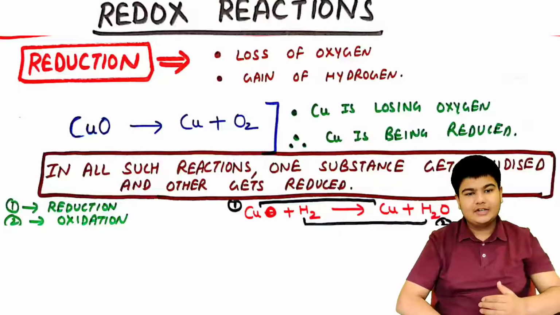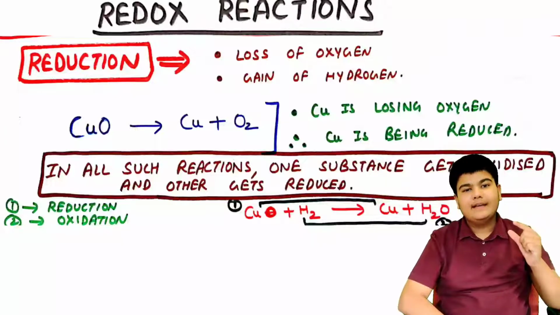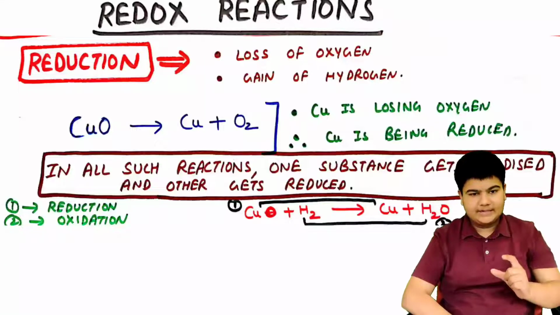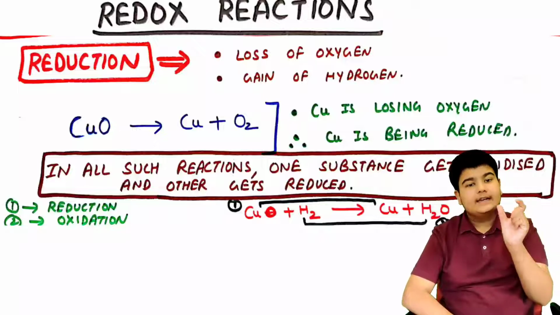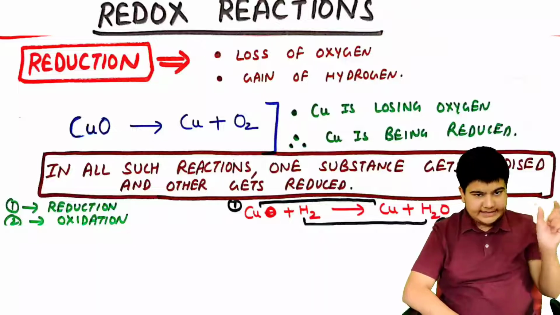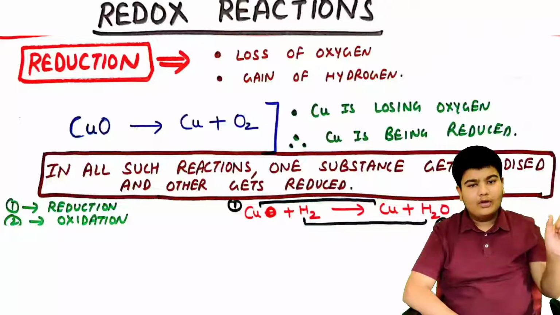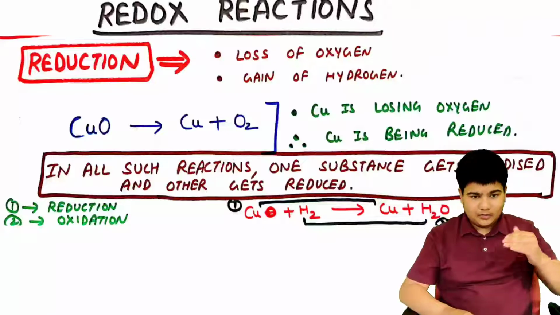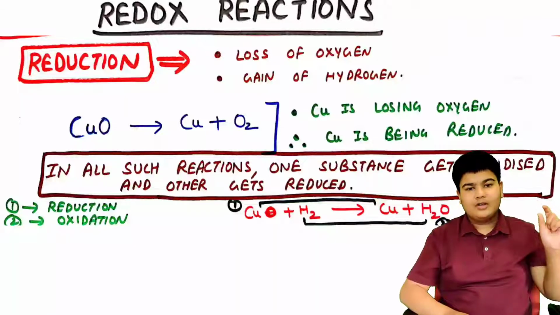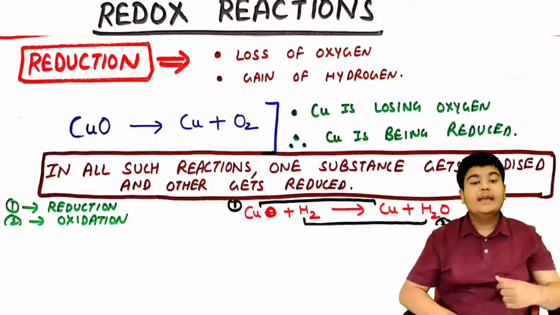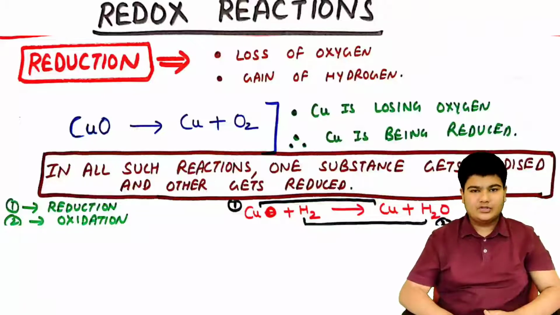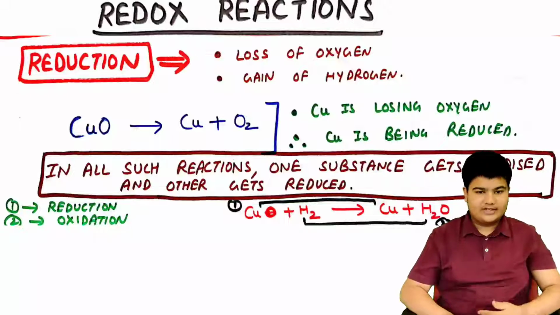So in this reaction, copper oxide is being reduced to copper. As copper oxide on the reactant side is CuO, but on the product side it becomes Cu, it has lost the oxygen. That's why it is being reduced. In all of the above reactions, one substance gets oxidized while the other gets reduced. So therefore they are known as redox reactions.